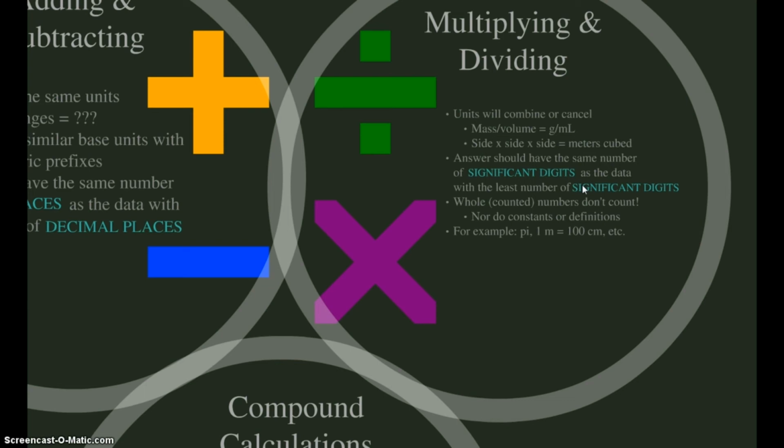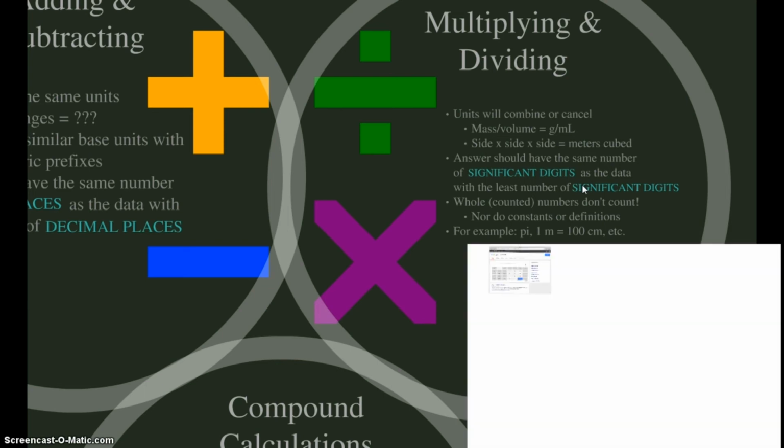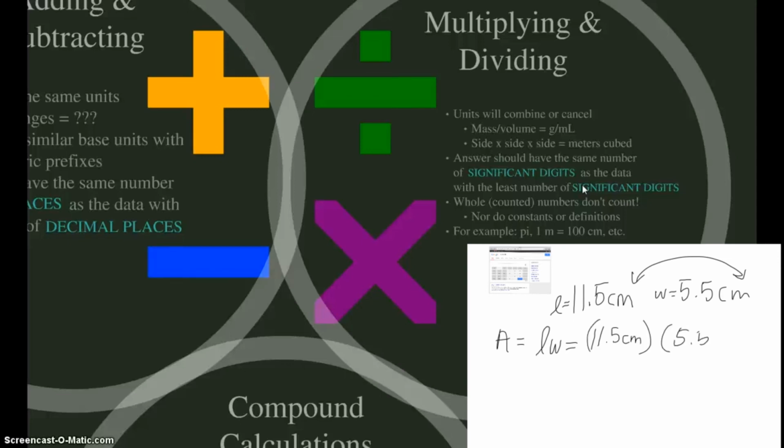So, for example, if I have a piece of paper that is 11.5 centimeters by 5.5 centimeters, and I want to find the area. The length and the width are there. Notice they are the same unit in this case, but our final unit will not be centimeters because area is not in centimeters. So to find the area of this piece of paper, we would multiply the length by the width. So that's 11.5 centimeters times 5.5 centimeters.